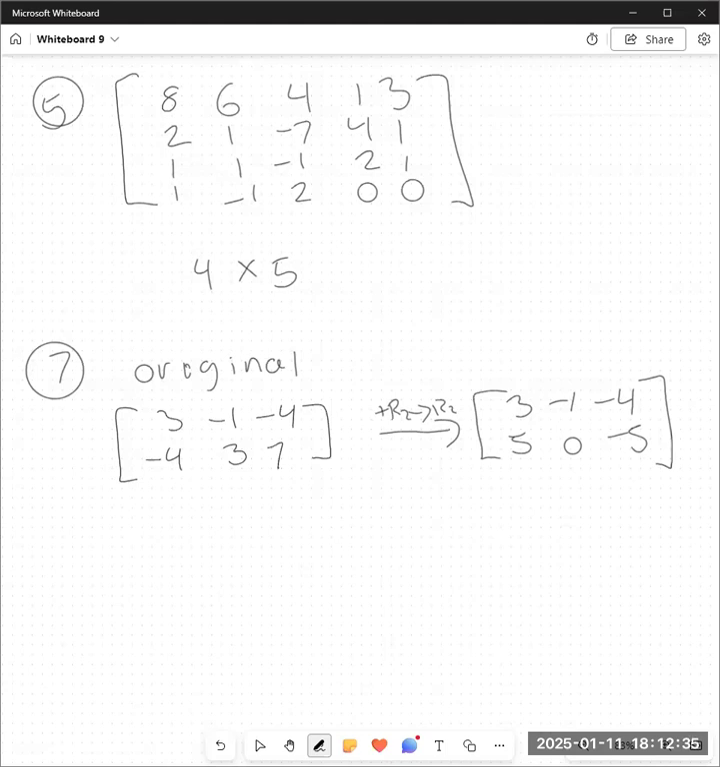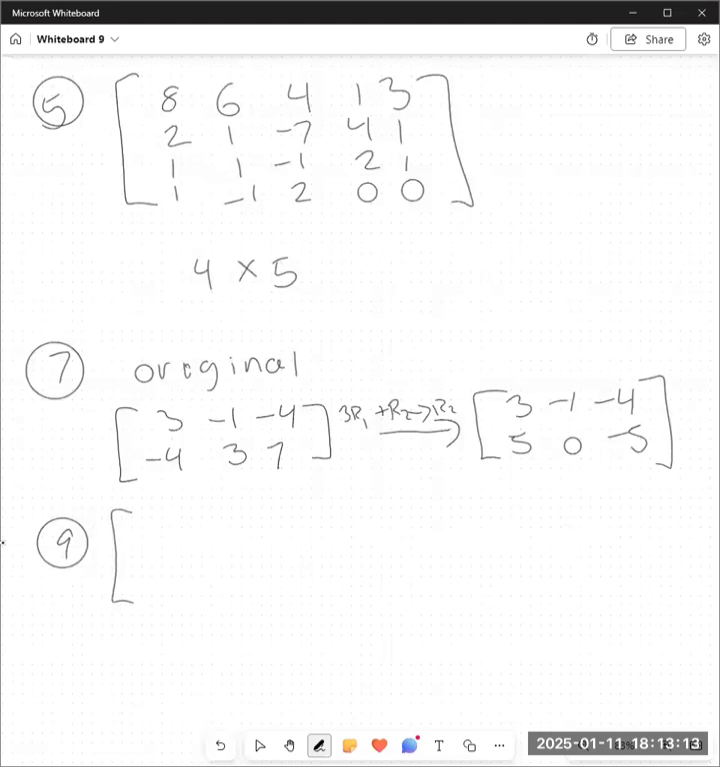So I added, let's see, 9. So that's going to be 3 times row 1. Let's see, -3 plus 3 is 0. -12 plus 7 is -5. So that checks out. 3 times row 1 added to row 2. That's right. Okay, let's go ahead and look at number 9.